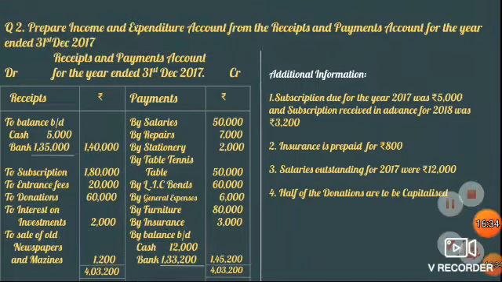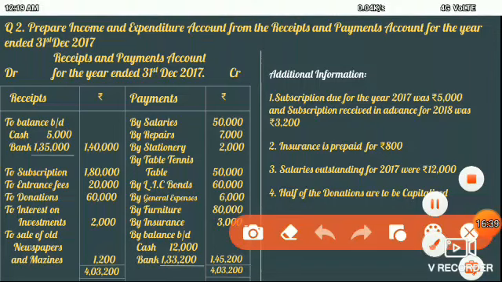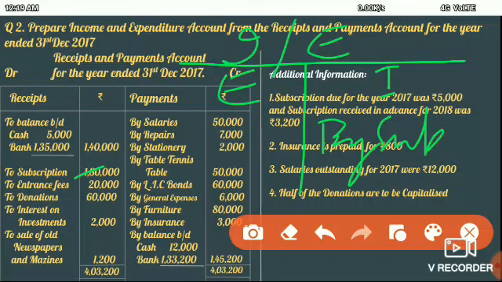Let me start from the income side. When we take the income, the first item that will come will be subscription. When we make the income and expenditure account, we will have expenditure on the debit side and income on our credit side. So when we take subscription, we will write here "by subscription", with an amount of 1,80,000.